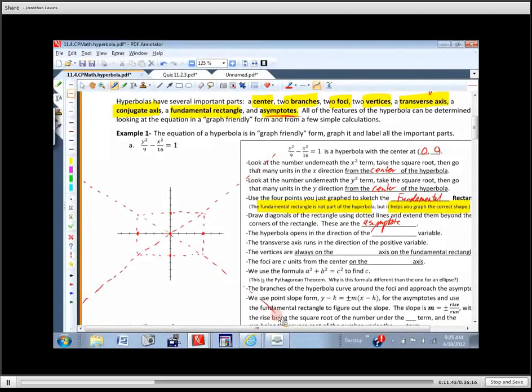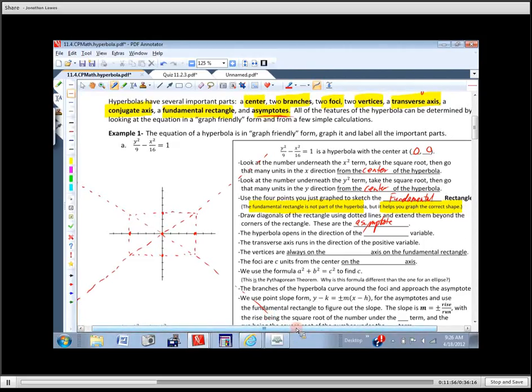Okay? Haven't even started graphing the hyperbola yet. All this is just prep work to help me get the right shape. Any questions? Okay, this next part is really important. The hyperbola opens in the direction of the positive variable. So we're going to look at this. We're going to say, okay, the y squared is positive. That means it's going to open in the y direction. That means it's going to open up and down. Remember, there are two branches on each hyperbola.